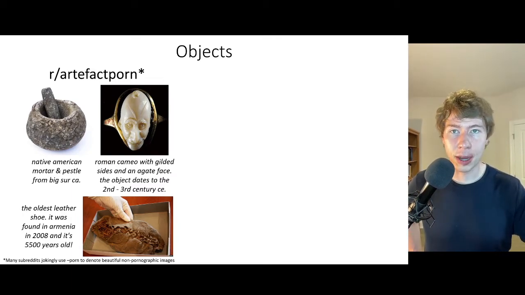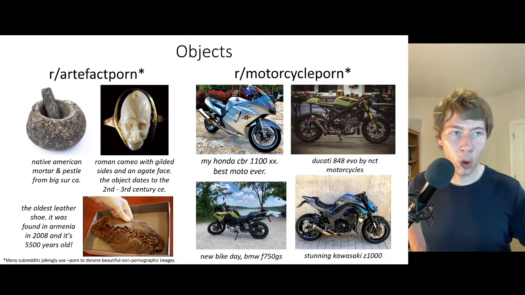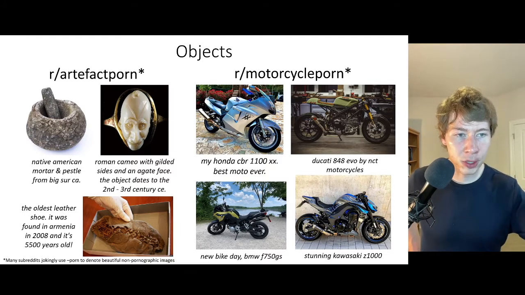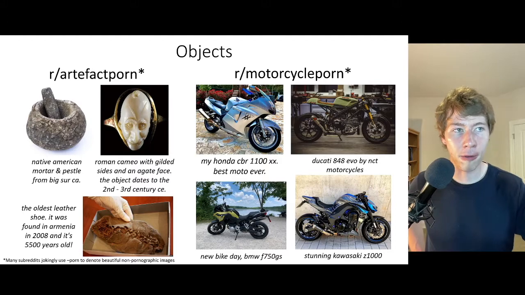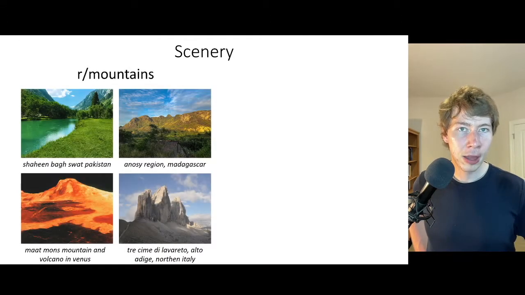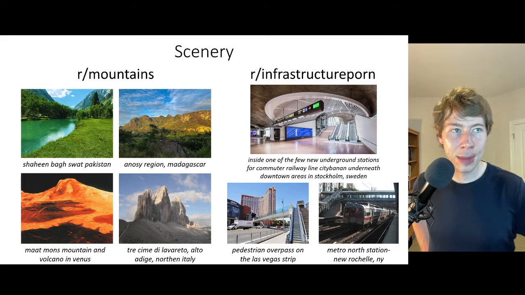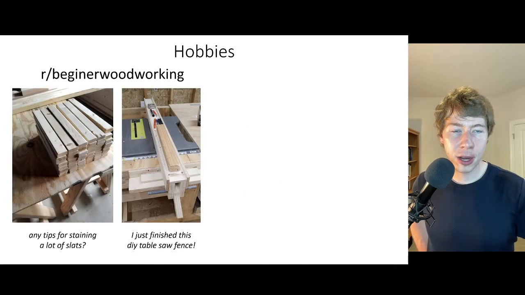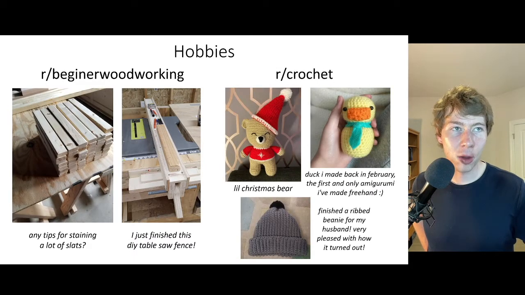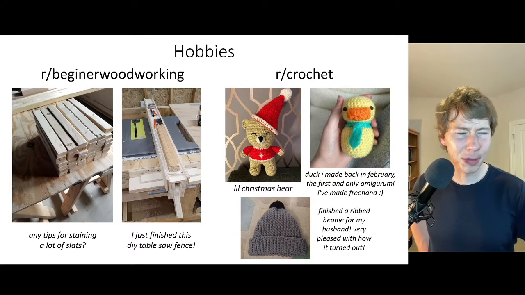So there's subreddits like artifact porn that describe ancient artifacts from different civilizations, or motorcycle porn, which again is geared towards motorcycle enthusiasts and describe the fine-grained make and model of various motorcycles. There's subreddits about scenery. Some are generic scenery like mountains, which may also include mountains on other planets, or fairly fine-grained types of scenery like infrastructure porn, people who are really interested in man-made infrastructure in cities. There's also subreddits catering towards particular hobbies, like woodworking or crochet, where people are asking for advice or sharing examples of projects that they've completed.